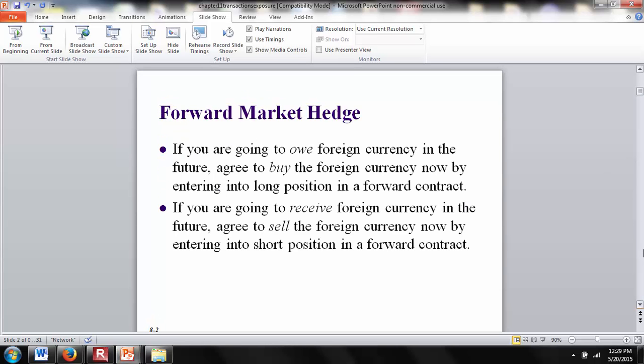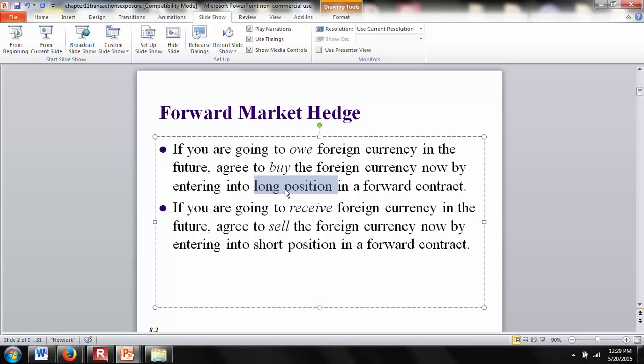Okay. So the first one is the forward market hedge. We already talked about forward contracts and futures contracts in chapter 5. Here we are trying to apply that for transactions. So what is the bottom line here? If you are going to owe foreign currency in the future, agree to buy the future foreign currency now by entering into a long position in a forward contract. Basically, if you owe money, you need foreign currency. And how can you meet that need? You can meet the need by going long on the forward contract.